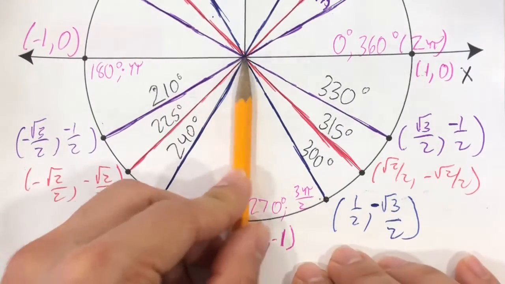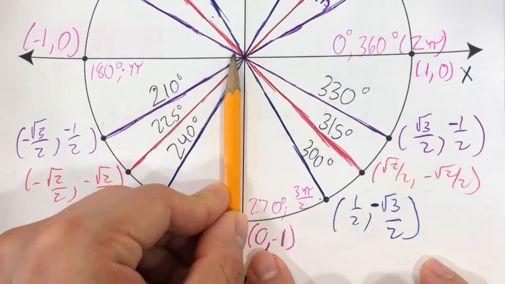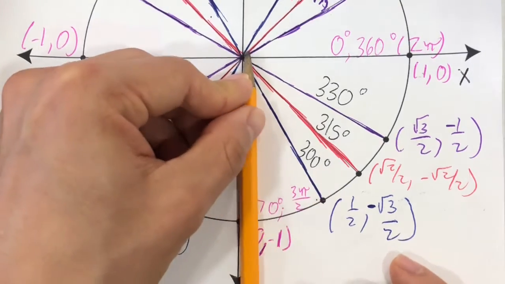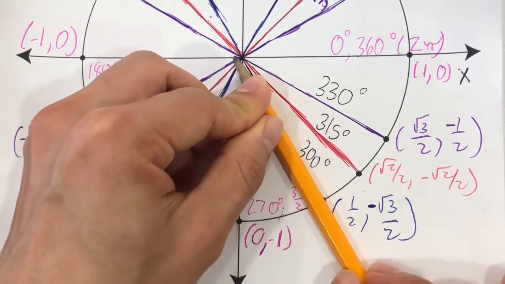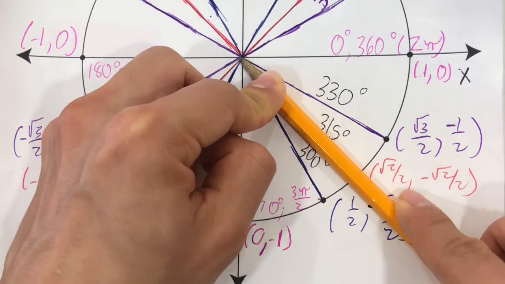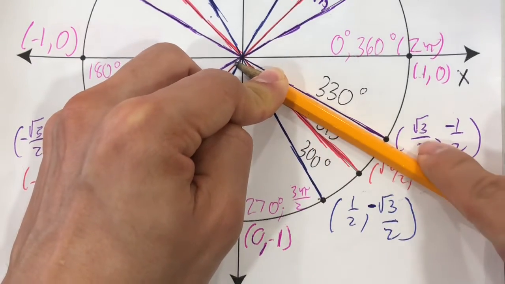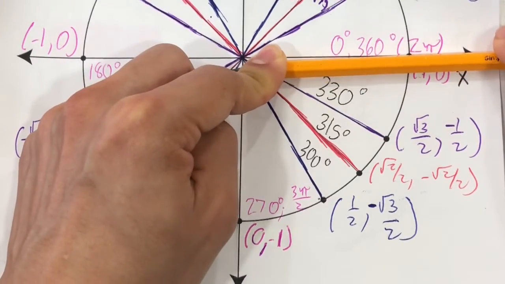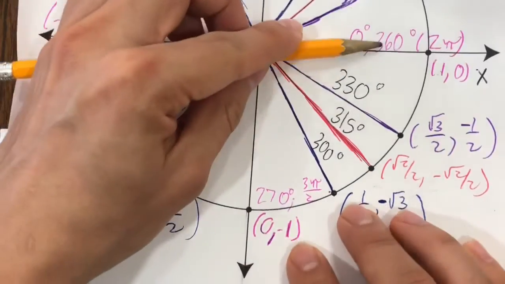So we have cosine of 270, which is still 0. So 270 to 300, we have 1/2. 315, we have √2/2. 330, we have √3/2. And 360, we're back at 1.